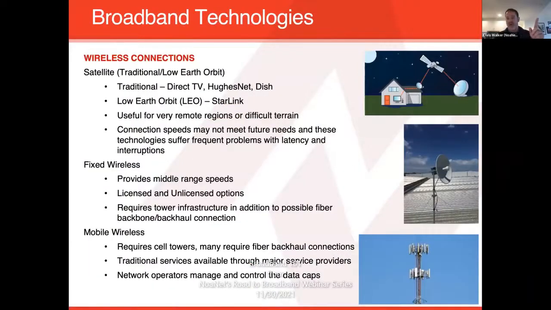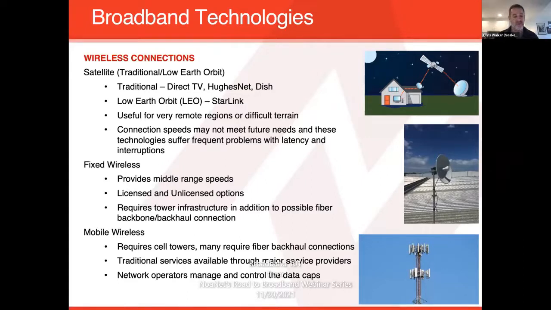All right, so we talked about wired. We talked about the basics of a wired backbone network. Let's talk a little bit about wireless. Wireless is complicated, and I probably could do a presentation on wireless for a long time.